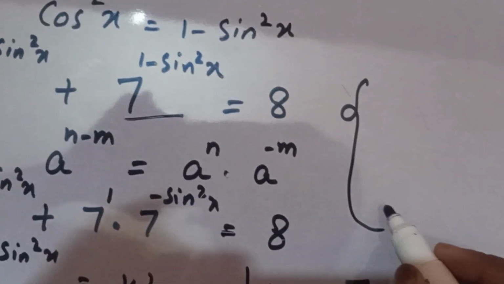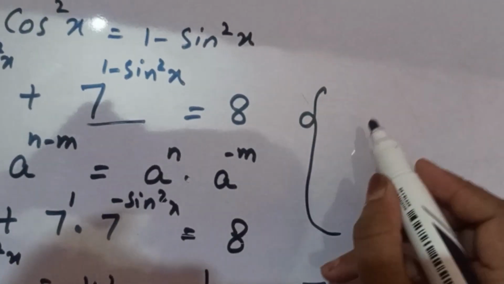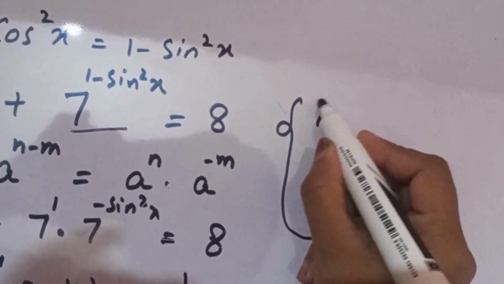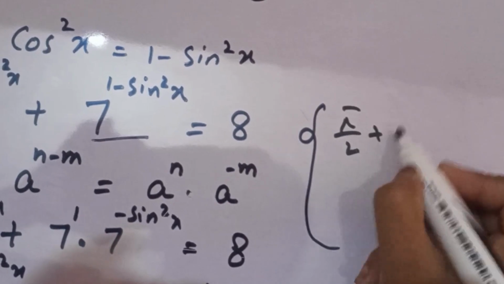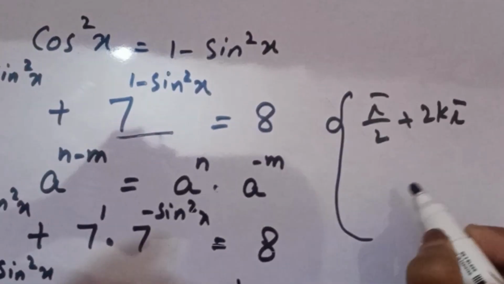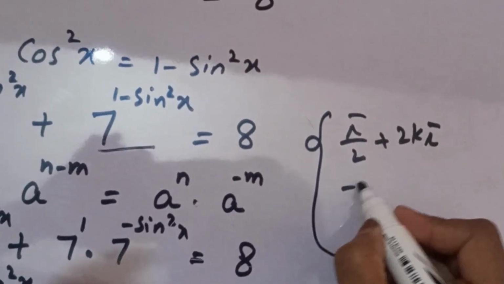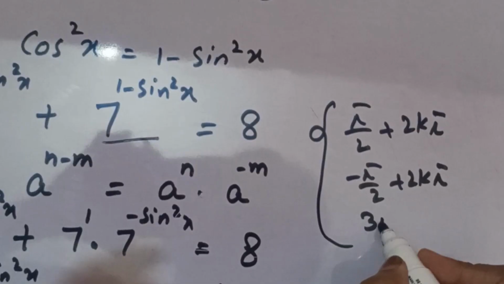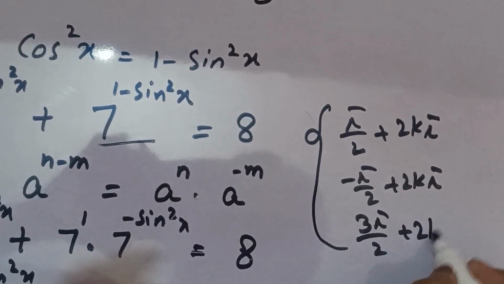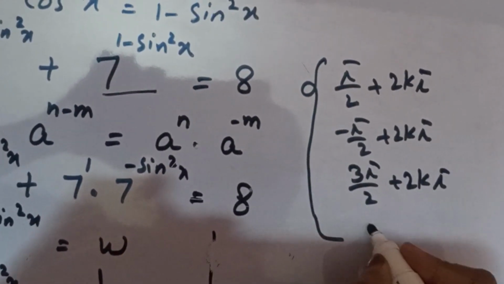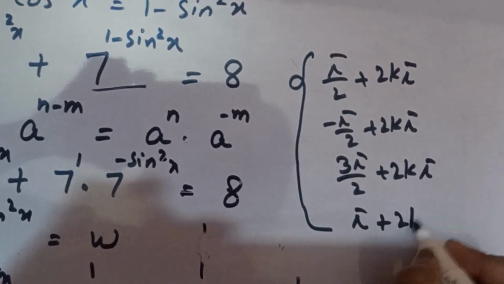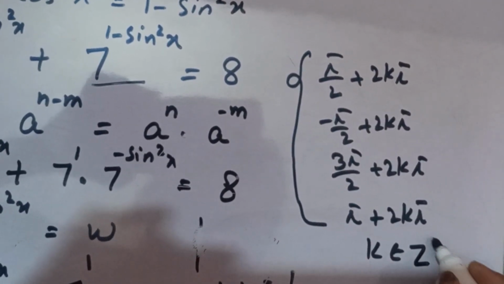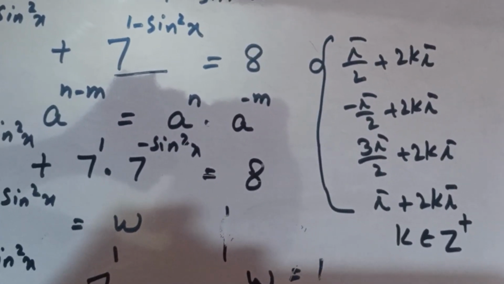We write its solution set. So the value of x is pi over 2 plus 2k pi. The second value is minus pi over 2 plus 2k pi. The third value is 3 pi over 2 plus 2k pi. The fourth value is pi plus 2k pi. Solution set, k belongs to a positive integer. So this is our final answer and we have done.